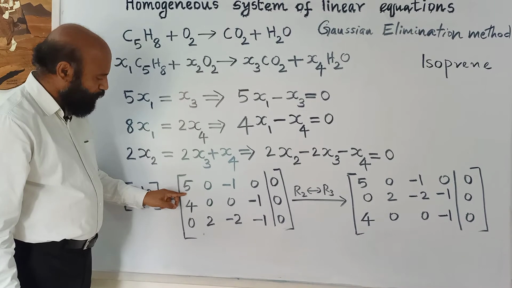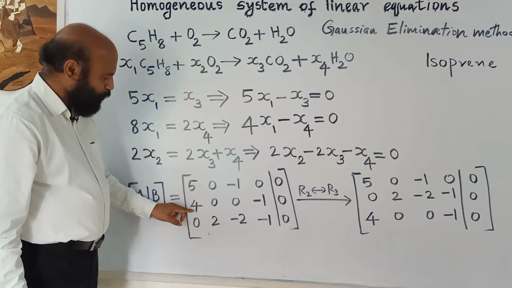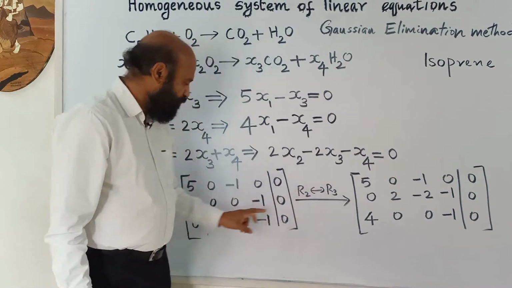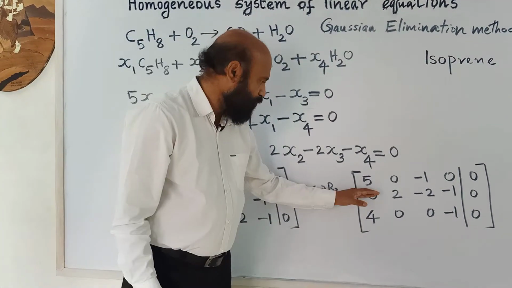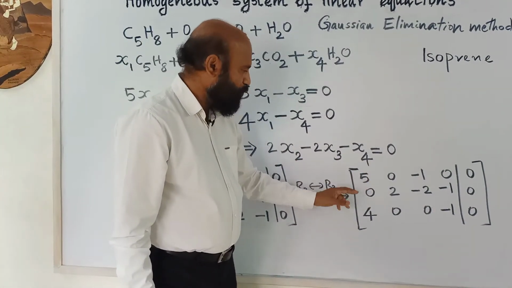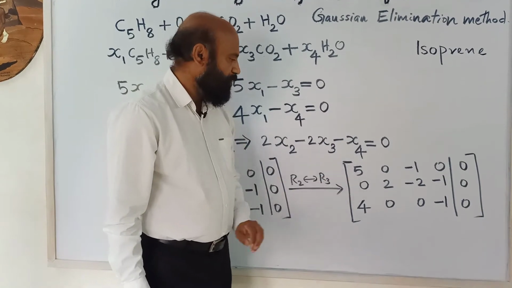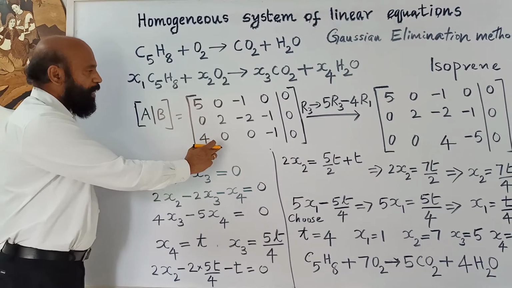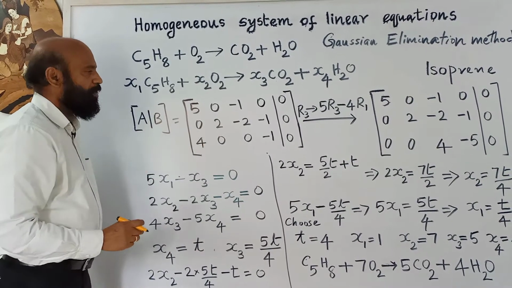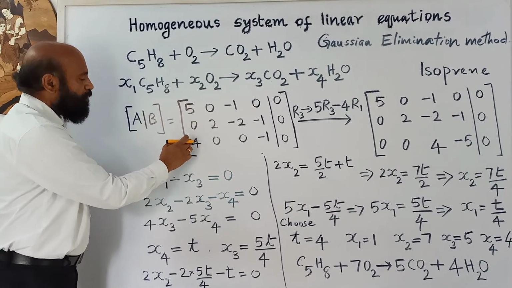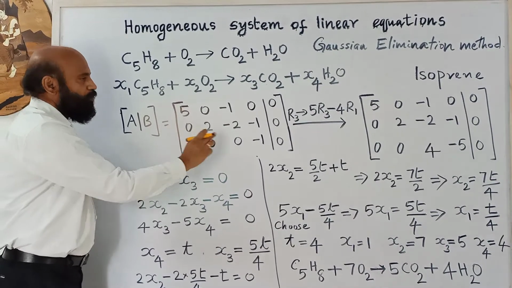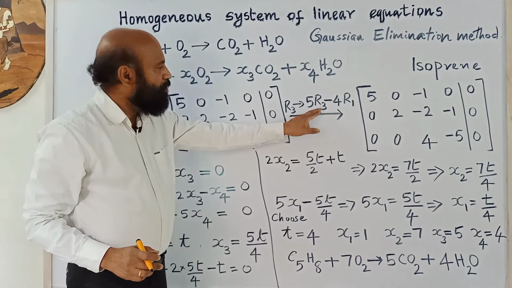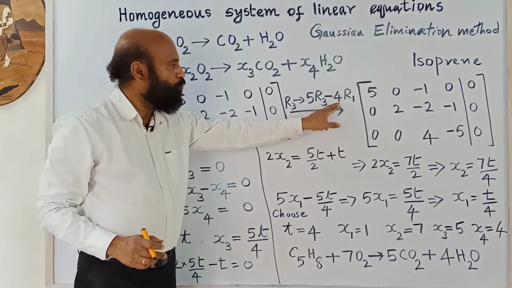Then we have to use the Gaussian elimination method. For that, below this 5 it should be 0. So you do this elementary operation: interchange the second row and third row. The third row you write as the second row, and the second row as the third row. So below this you are getting 0. Now the augmented matrix has become like this after the elementary transformation. Next we have to make another entry 0. For that, do this elementary operation: the third row you multiply by 5, the first row you multiply by 4, and then subtract.